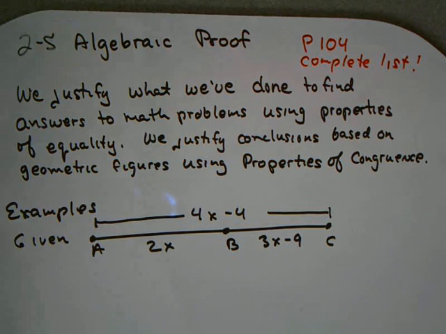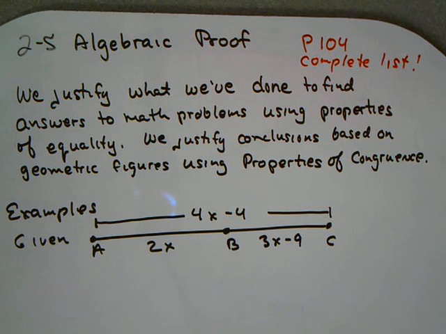Welcome to Klein's Geometry. We're going to talk today about algebraic proof, lesson 2.5. For a complete list of all of the postulates and the properties, we can go to page 104 and see them all. You've used them all, though, so you know them. Don't panic when you see the big list.